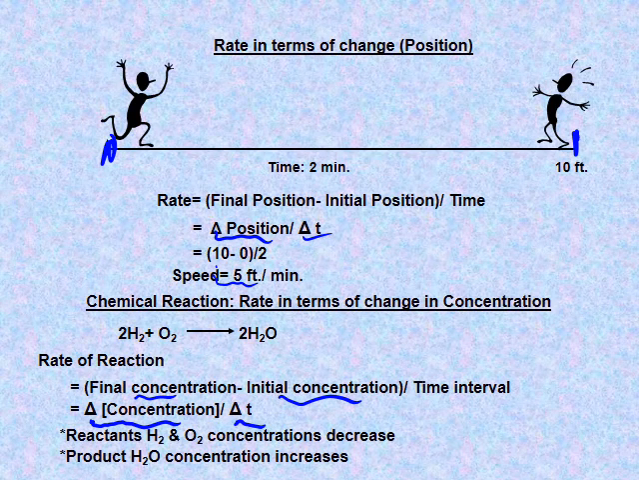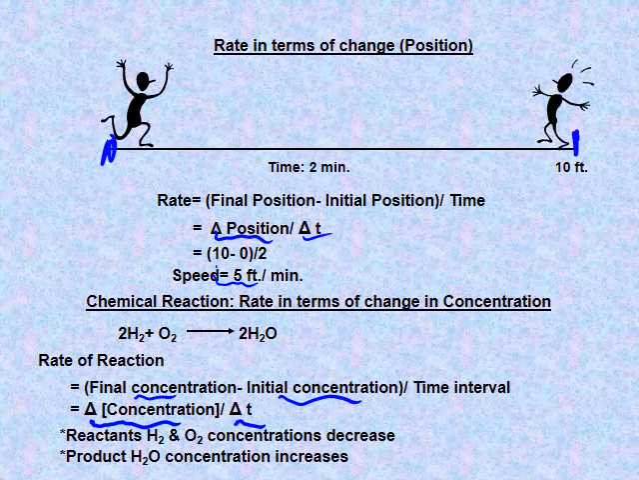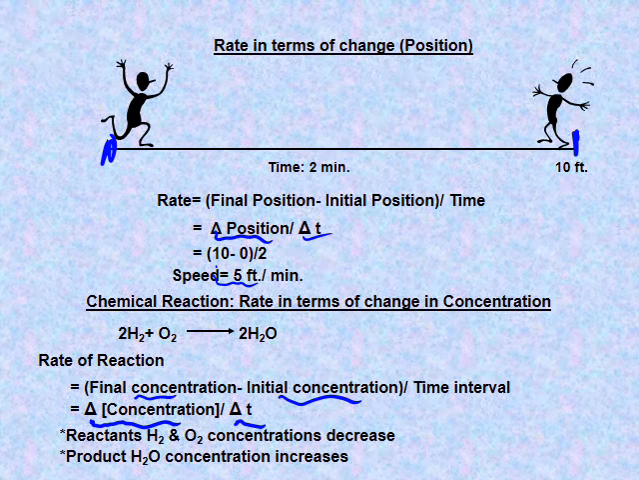Now why do we call it change in time? Say you have a stopwatch, and you start it at zero time, and when you stop your watch it reads 2 minutes, so obviously the difference is 2 minutes. And so the change in concentration over time gives you the rate of reaction.